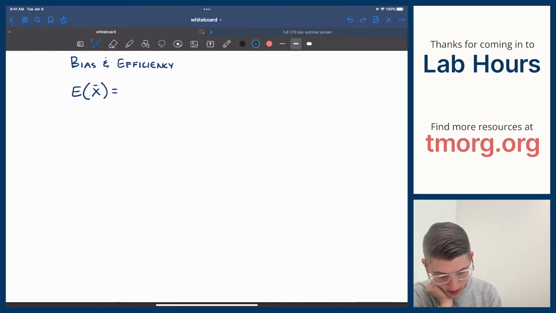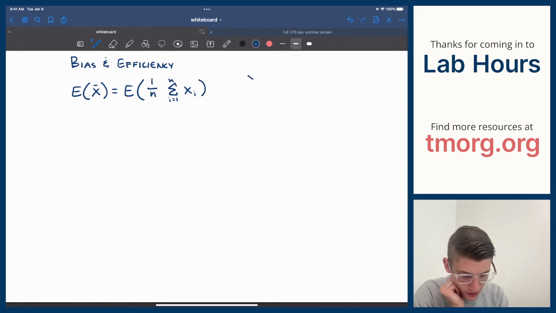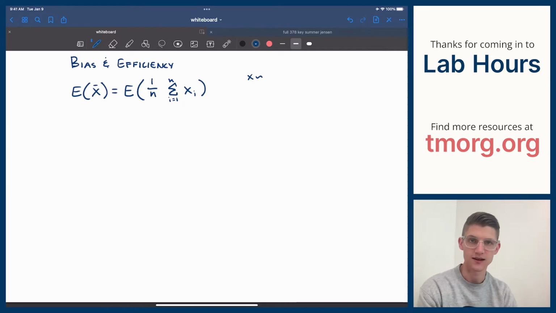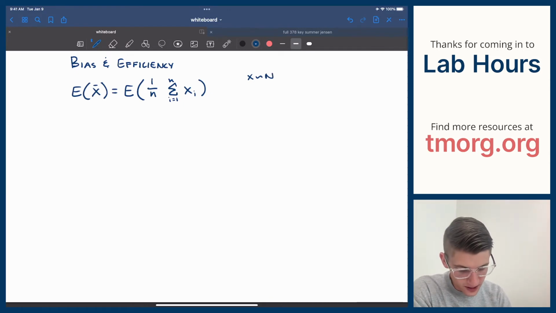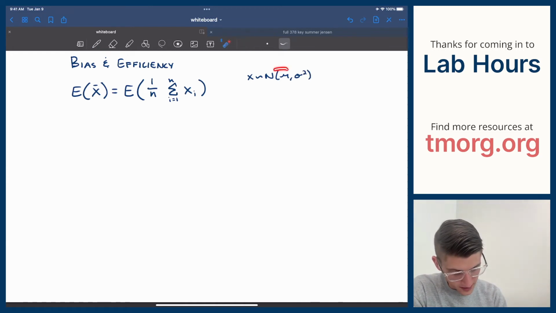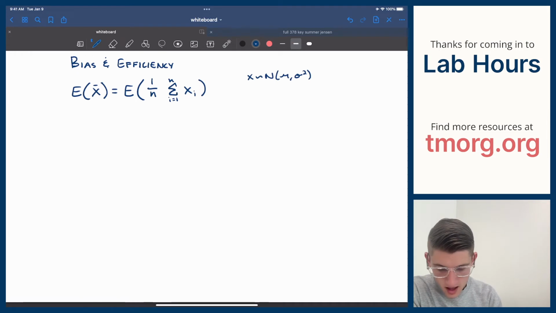Well, so it would be the expected value of 1 over n times the sum from i equals 1 to n of xi, right? And if we know that xi, or x, because i just tracks observations, is distributed as a normal random variable with mean mu and variance sigma squared, then I know its expected value is mu for every x. Each of these xi's has an expected value mu. So what am I going to do?